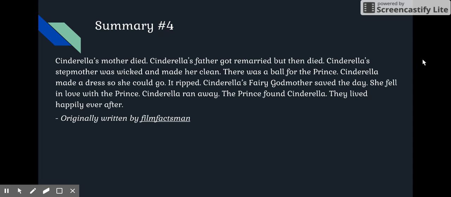For summary number 4, again, you can see it's a little shorter. If we go into the sentences, you can see there was a ball for the prince. Cinderella made a dress so she could go. It ripped. Cinderella's fairy godmother saved the day. She fell in love with the prince. You can see that the sentences are shorter, they don't include as much detail, and they are missing some relevant plot points. So this summary would receive a score of 1.